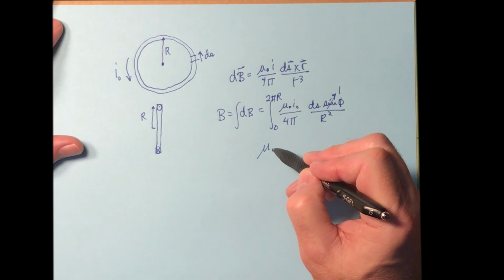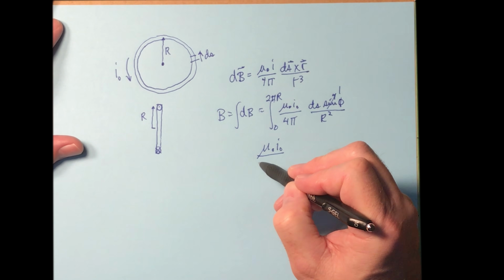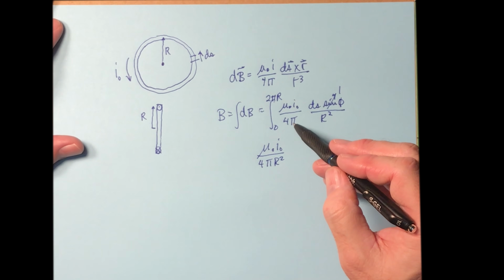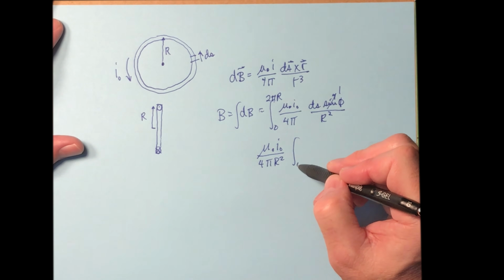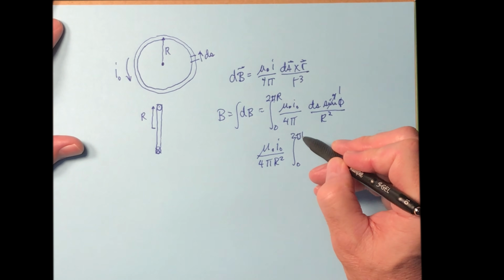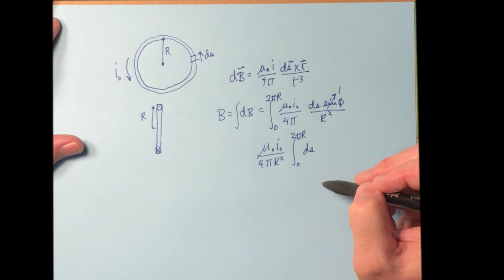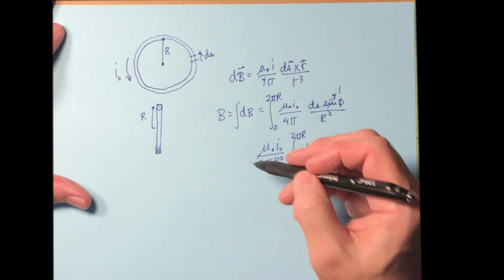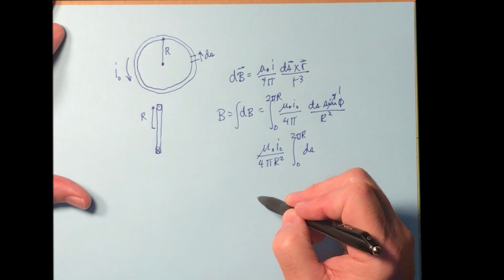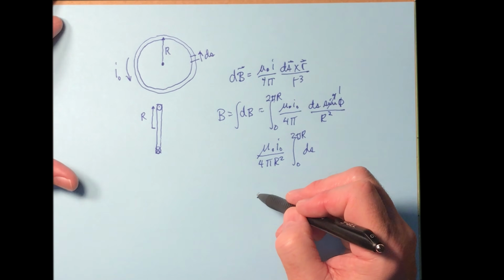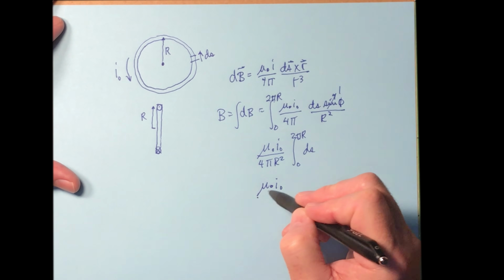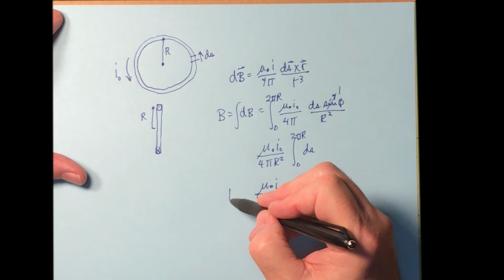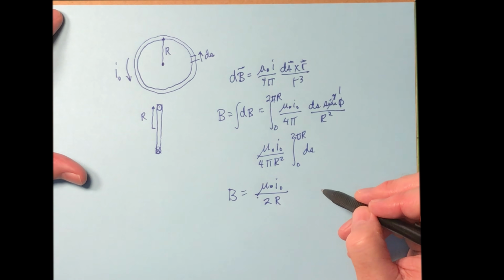Well, mu naught I naught over 4 pi big R squared, those are all constants. And we're left with the integral from 0 to 2 pi big R of ds. Once again, that's just the circumference of the circle here, which boils down to mu naught I naught over 2 big R. Now that's B for one loop.